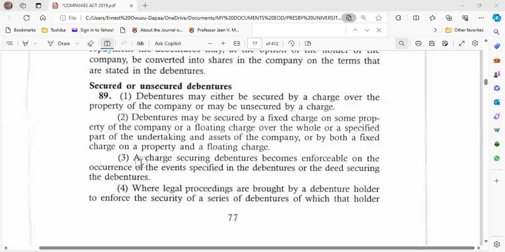Right. So, secured or unsecured debentures. You have to know the distinction is premised on security, whether security is given by the company to the debenture holder. And what is the point about security? A debenture is a credit arrangement. A debenture holder is giving a loan to the company.